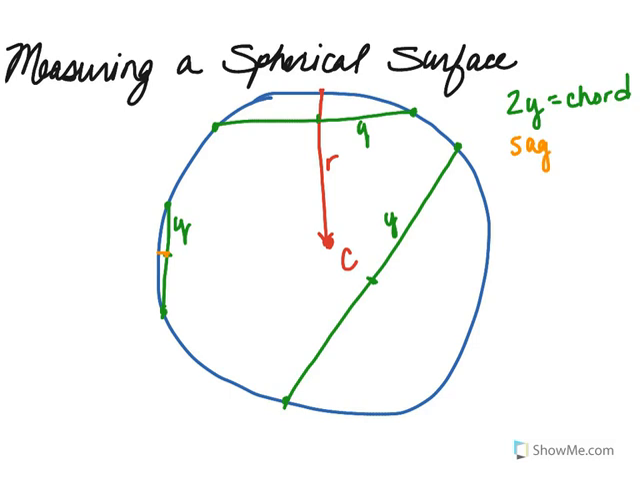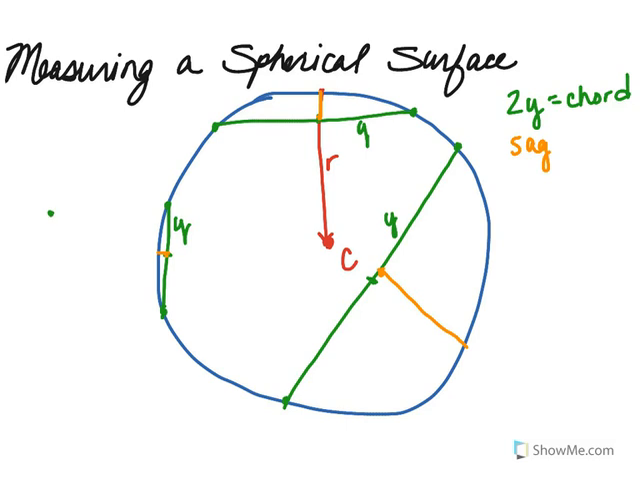And you can see that as our chord is increasing in size, the sag is also increasing in size. And as the chord is closer and closer to the center of curvature, the sag is getting larger and larger. And you can see how the relationship between the chord length and the sag gives us information about the curvature of the spherical surface.